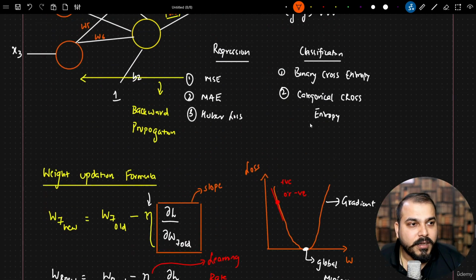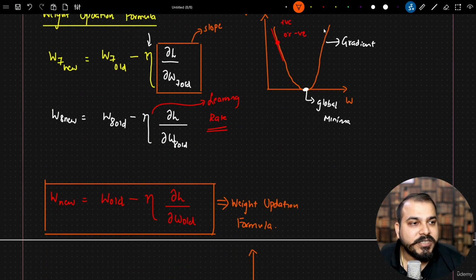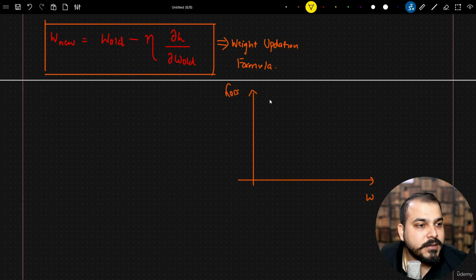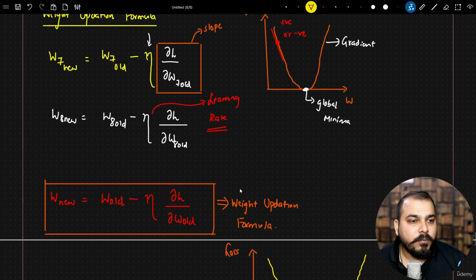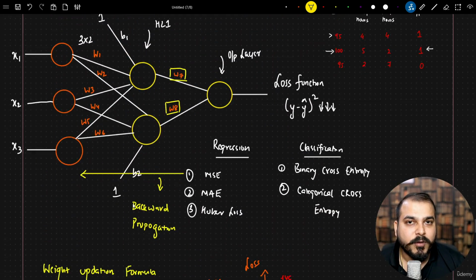But just understand the importance of this loss function: we will be almost getting this kind of gradient descent when we plot with respect to weights and the loss function. Okay, so let me just go and draw this. So this will be my gradient descent, let's say. Now my main aim is to basically update all these weights with the help of back propagation.